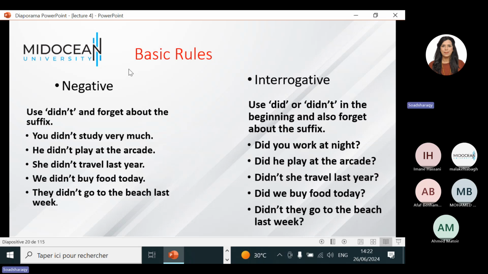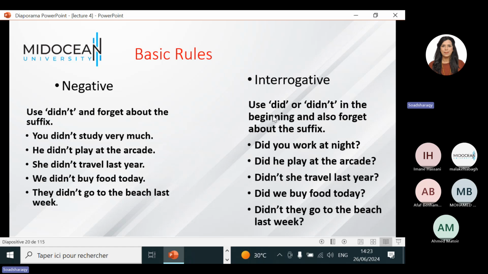Basic rules, negative form. We use didn't and forget about the suffix. Example: you didn't study very much. He didn't play at the arcade. She didn't travel last year. We didn't buy food today. They didn't go to the beach last week.